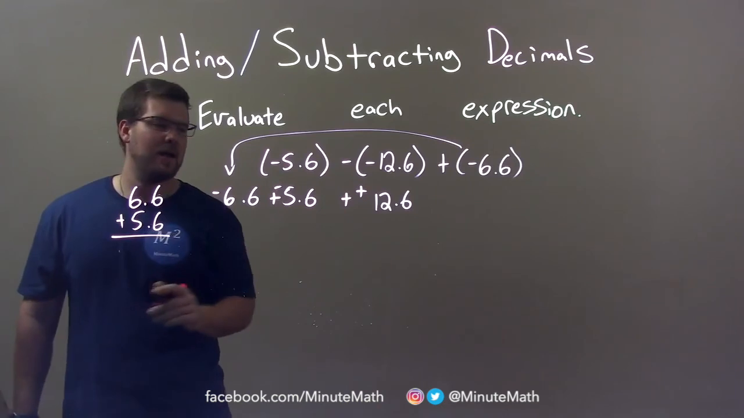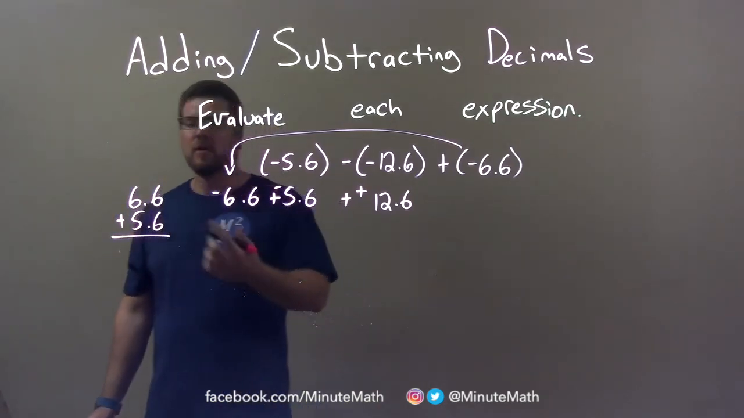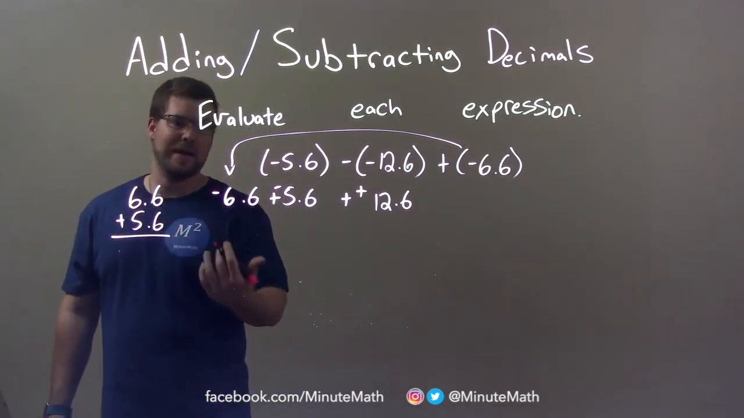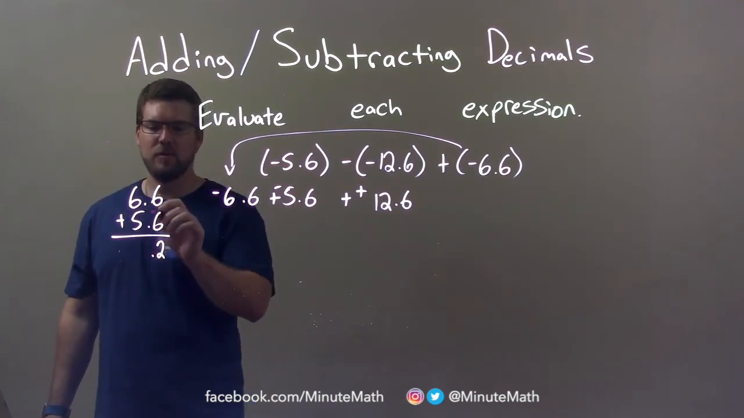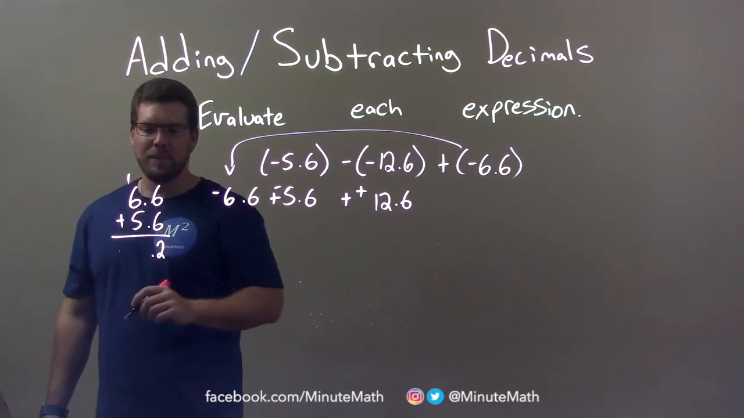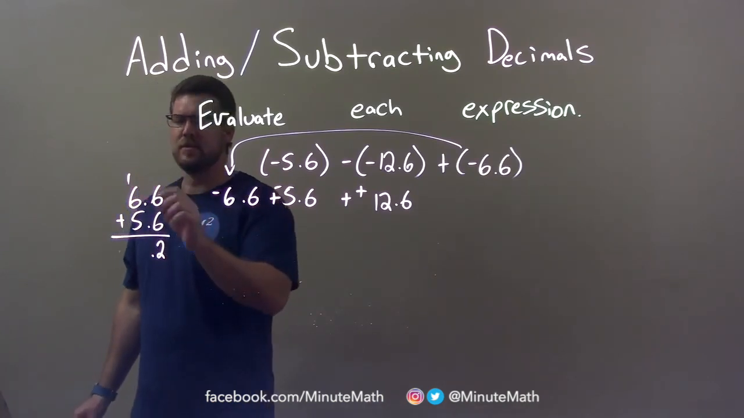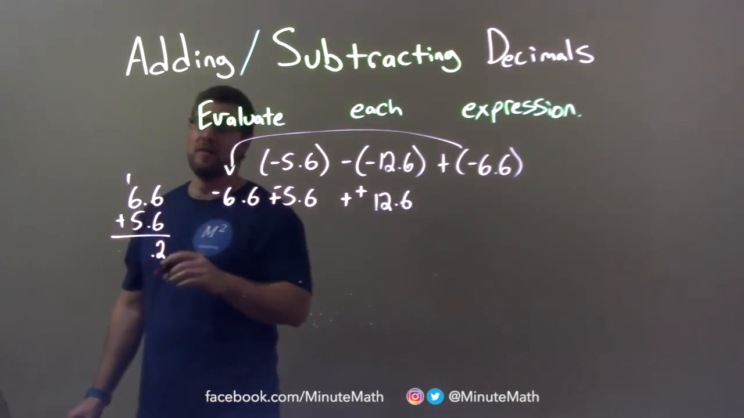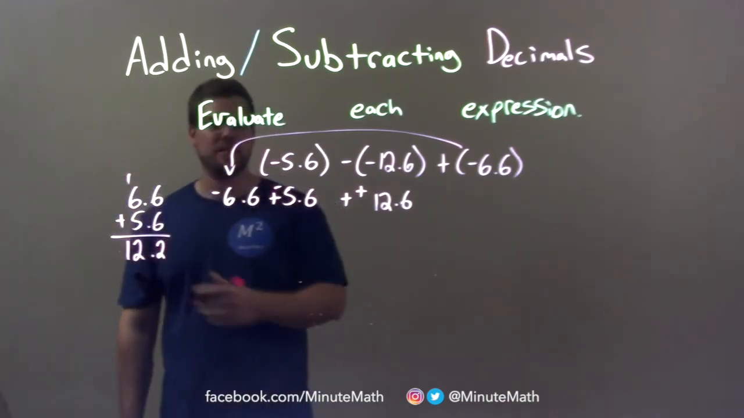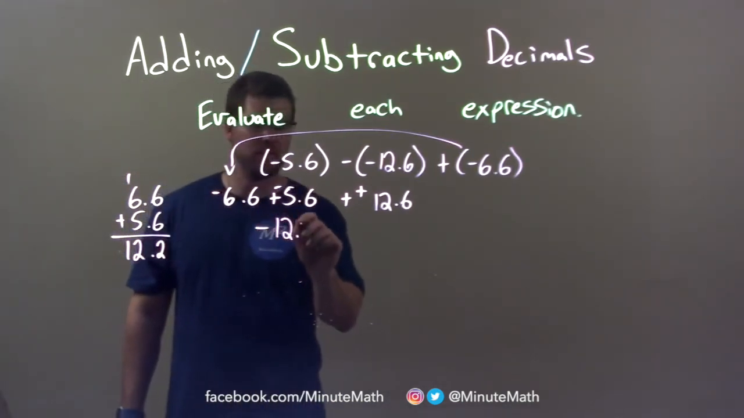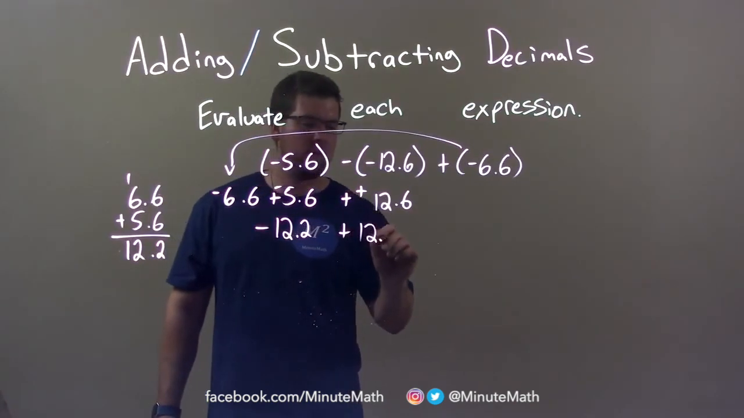Now we know that number has to be a larger negative, so I'm just going to treat them as positive but put a negative on afterwards. 6.6, or 6 plus 6 is 12. 2, decimal point lines up, carry the 1. 6 plus 5 is 11, plus 1 is 12. So we have 12.2. But don't forget, that's negative. So we have a negative 12.2 here, and we have plus 12.6.